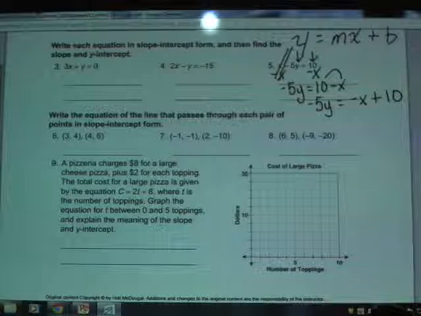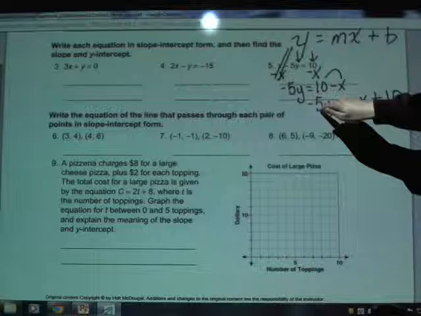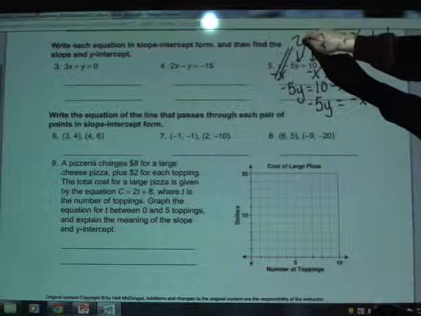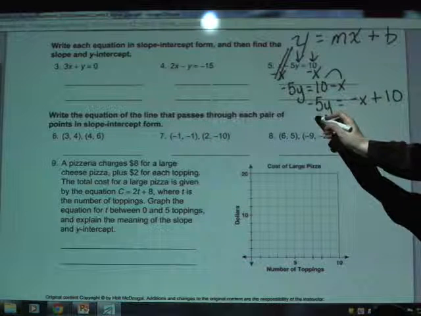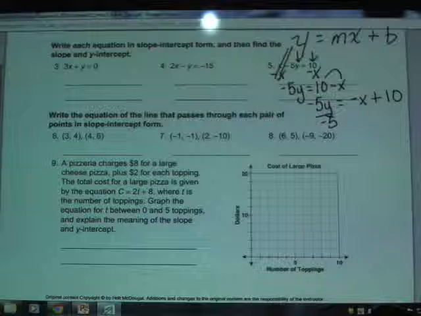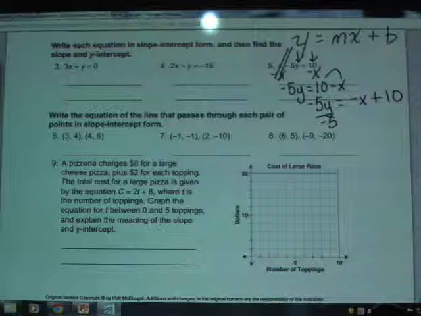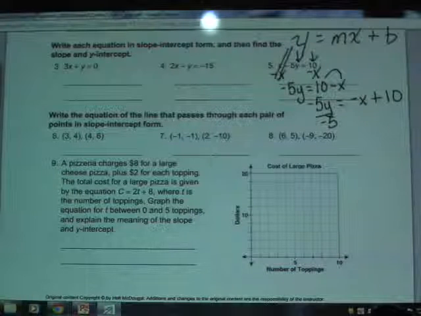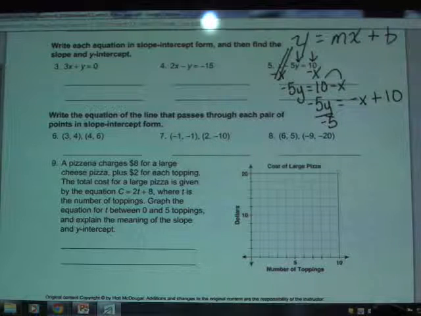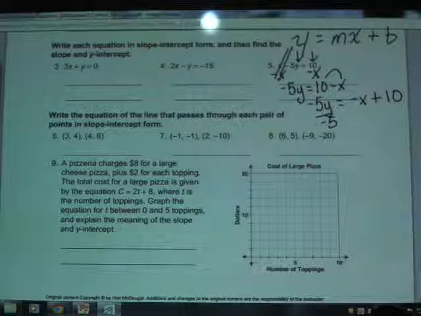Okay, so we're close here. The problem now is this negative 5 that was in front of the y, because this is just supposed to be y here. So we're going to go ahead and fix that by dividing by negative 5. The reason I'm dividing here is because if I'm solving an equation and I'm moving something to the other side of the equal sign, of course I'm doing the opposite. The opposite of multiplying by negative 5 is to divide by negative 5.